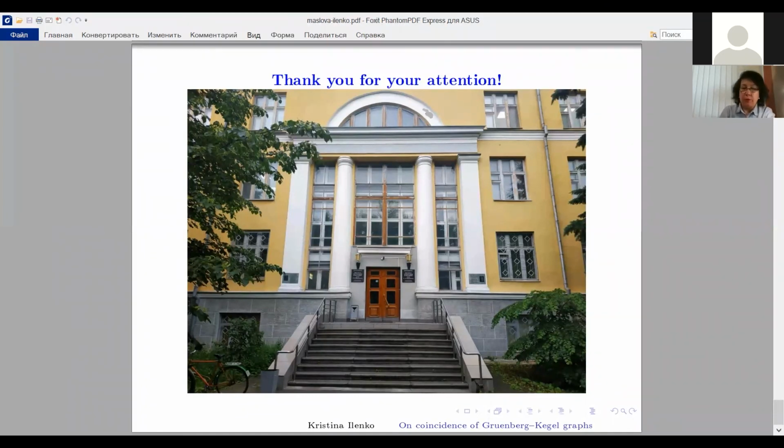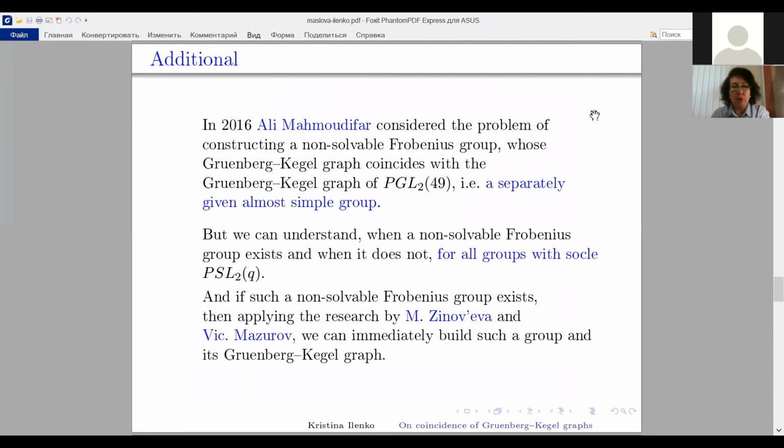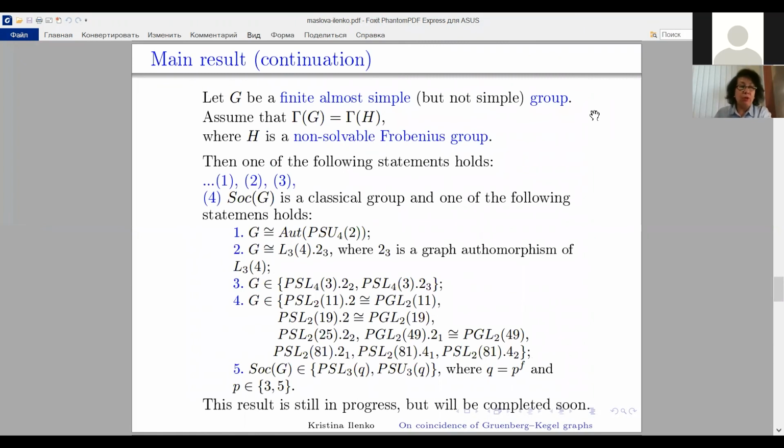Well, then I have a very simple question. In your talk, there is a theorem with some results. Actually, there are 5 cases, and you said that these results are in progress. So my question is, which of these cases is more complicated for you?